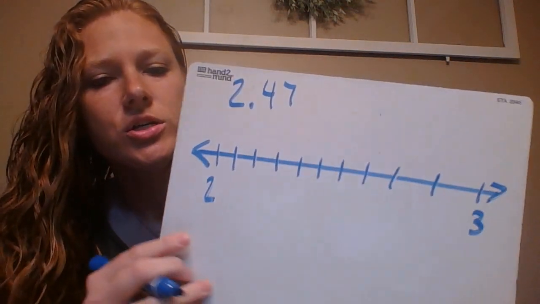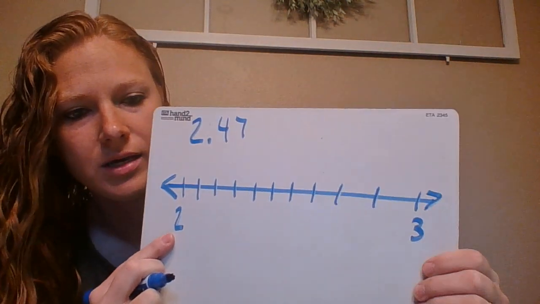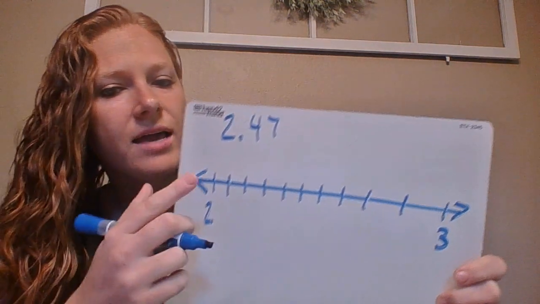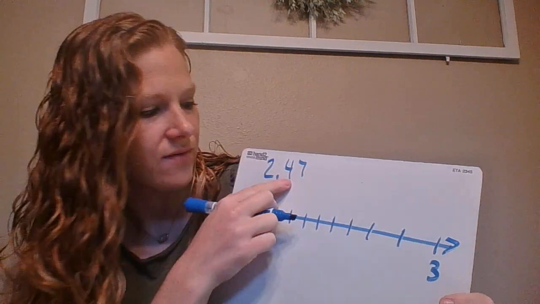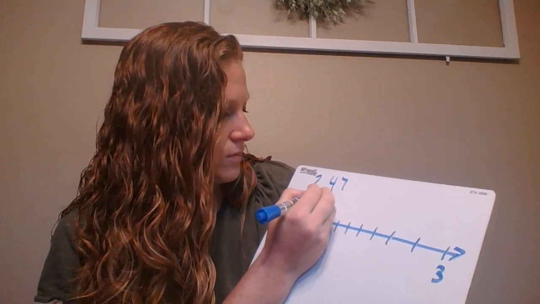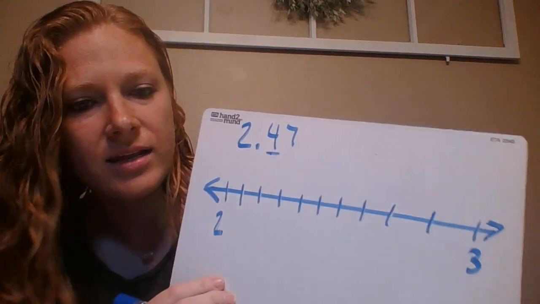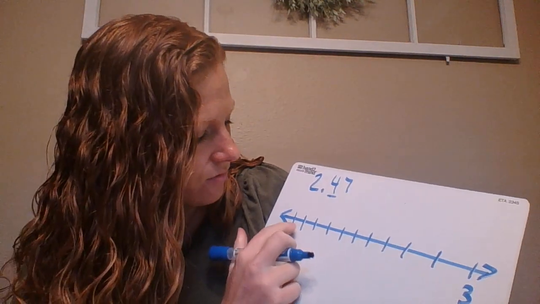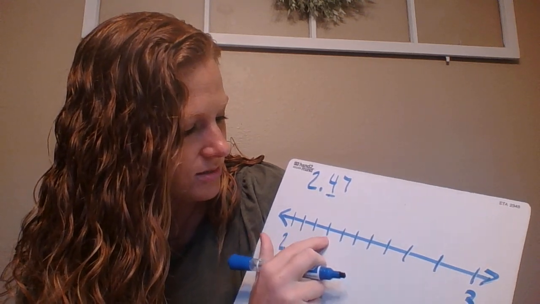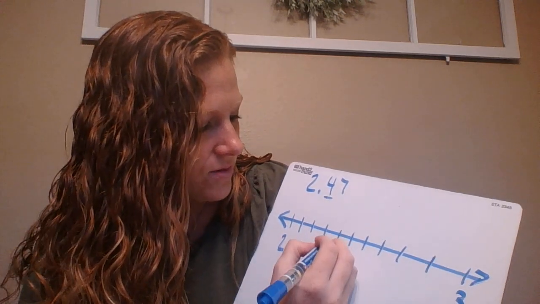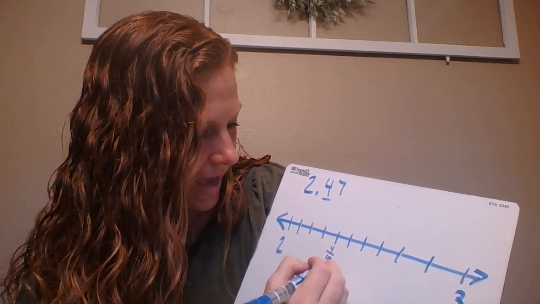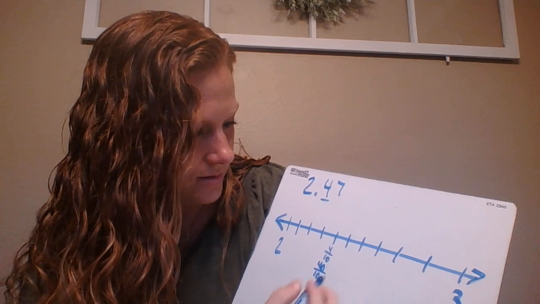All right, so I put a 2 and a 3 here to show that these would be like 2 wholes and 3 wholes. And I'm going to plot 4/7. If I'm looking at the tenths place, it is a 4. So I'm going to go to the 4th tenth. So this is 2 and 1/10, 2/10, 3/10, 4/10. This is 4/10, which is the same as 40 100ths.